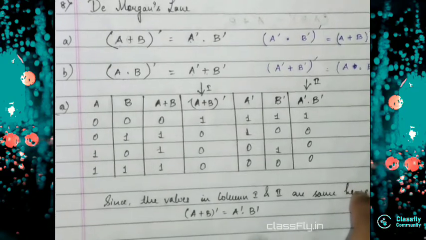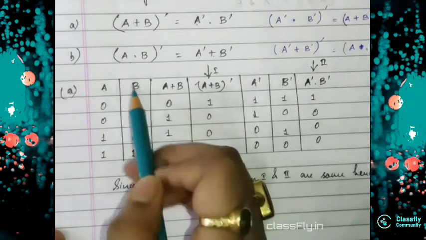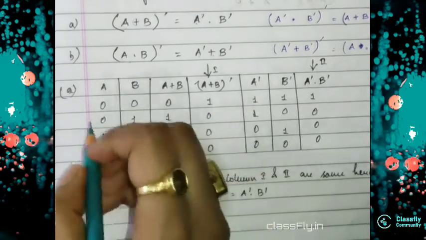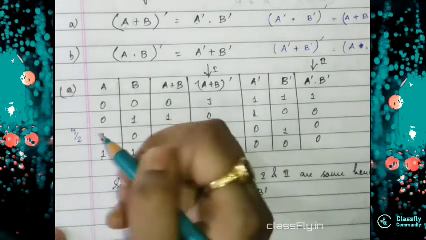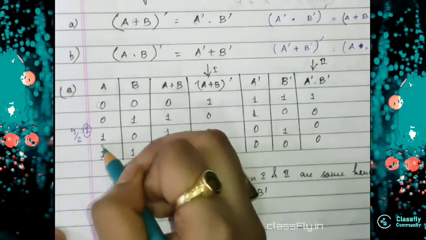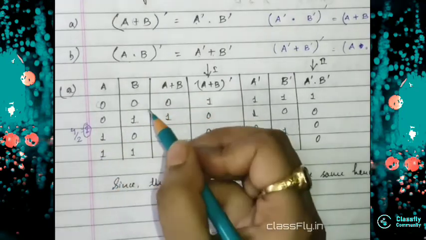Now I will solve this with the truth table. As there are two inputs, there will be 4 rows, and when we divide 4 by 2, what do we get? 2, right? So we will give 2 zeros and 2 ones, and in the next column we will give 0 1 0 1.